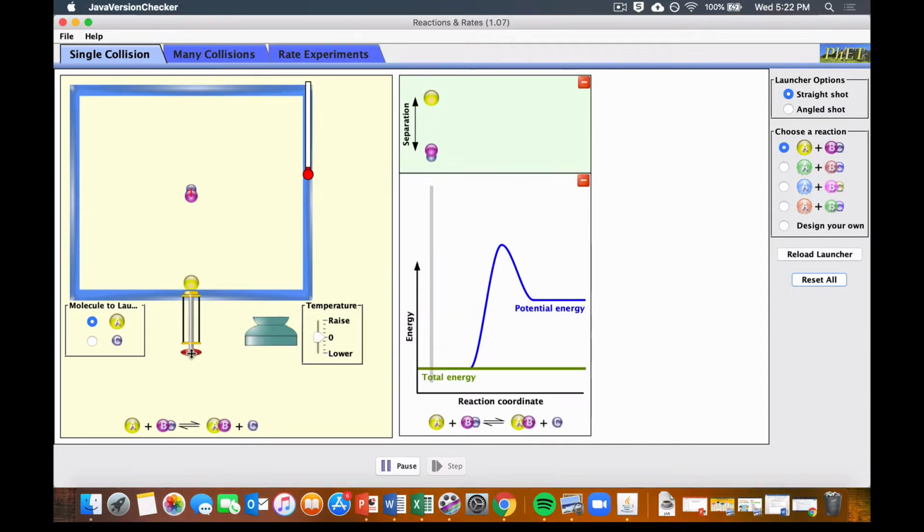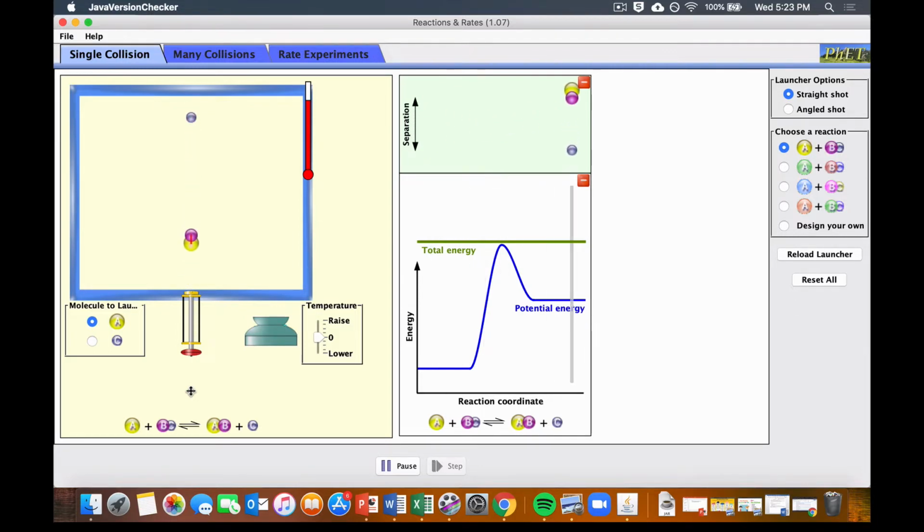So to show you what it looks like when there is a successful reaction, if I pull this back with more energy and let it fly, you'll see now product is made. Every time they hit, they do go back and forth because this is a reversible reaction, but you can see that this is a successful reaction.